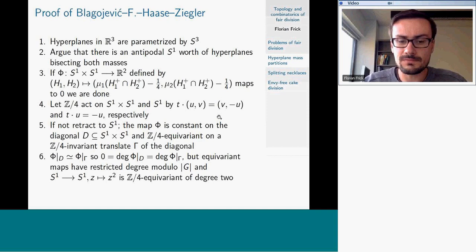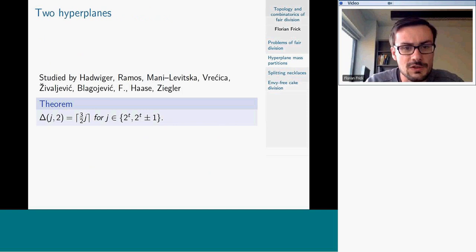So this problem for two hyperplanes was studied by lots of people. Hugo Hadwiger first, and then Edgar Ramos, Mani Levitska, Vrecica, Zivaljevic, and then most recently by my co-authors and myself. Together, if you combine the results in all these papers, you at least get this: that if you have j masses and two hyperplanes, then you can equipartition them in this dimension. Three j over two rounded up, it is close to a power of 2. Power of 2 minus 1, power of 2, plus 1. This is the dimension that you get from a degrees of freedom count.